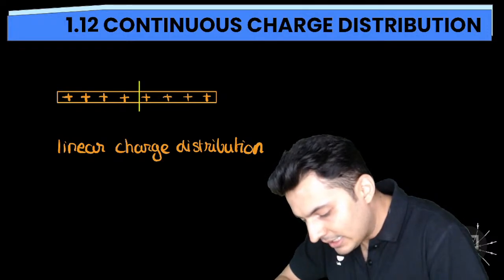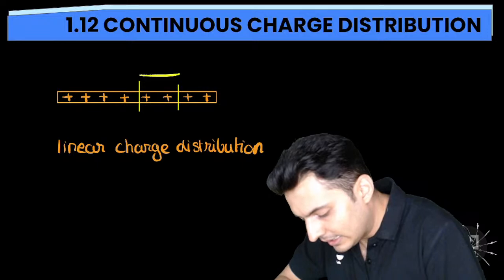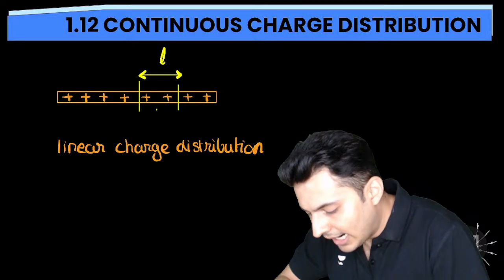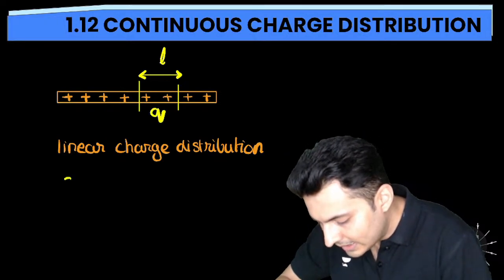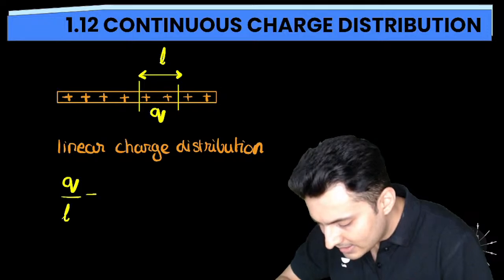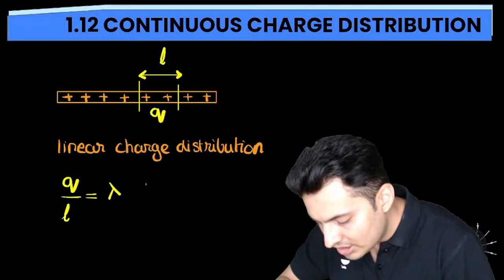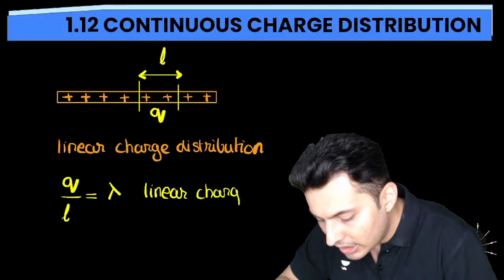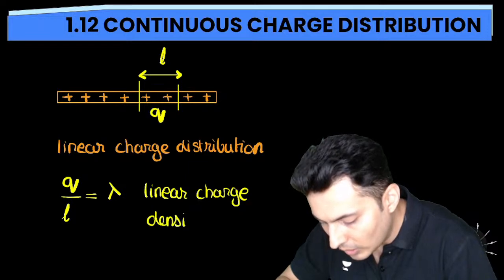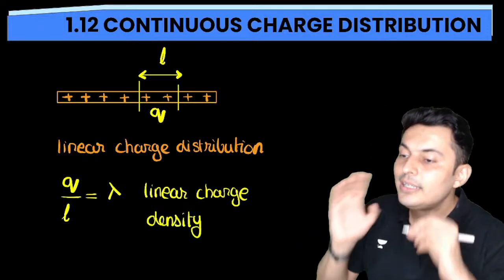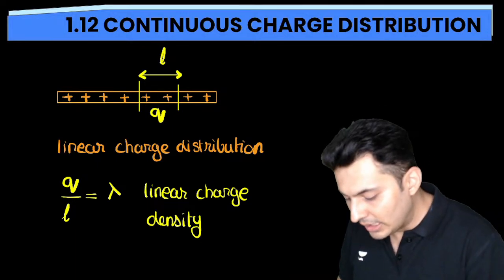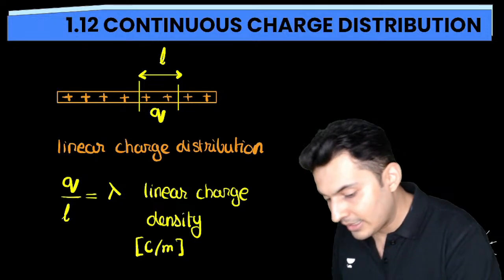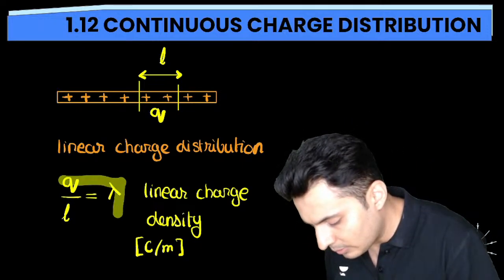Imagine if I take a unit length, let's say like this, and on that the total charge is Q. Then that Q by L is defined as lambda, which is called linear charge density, because it's along a line. Unit will be coulomb per meter. Everybody understanding this particular point?